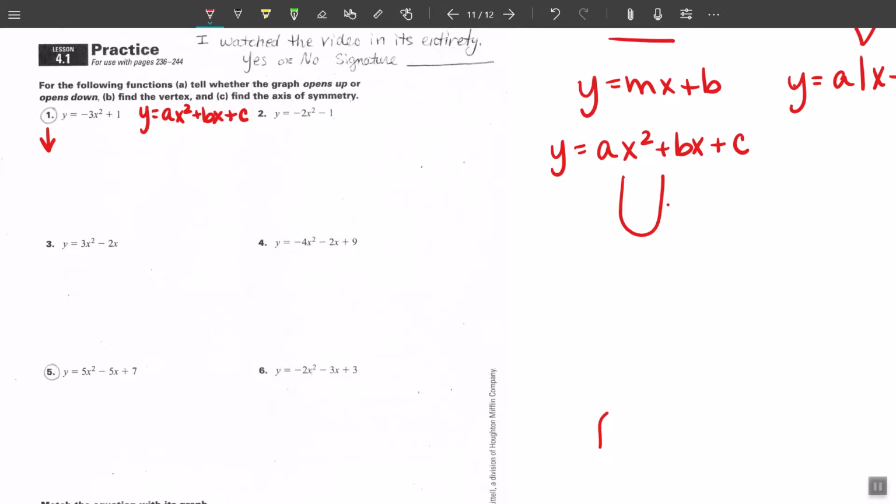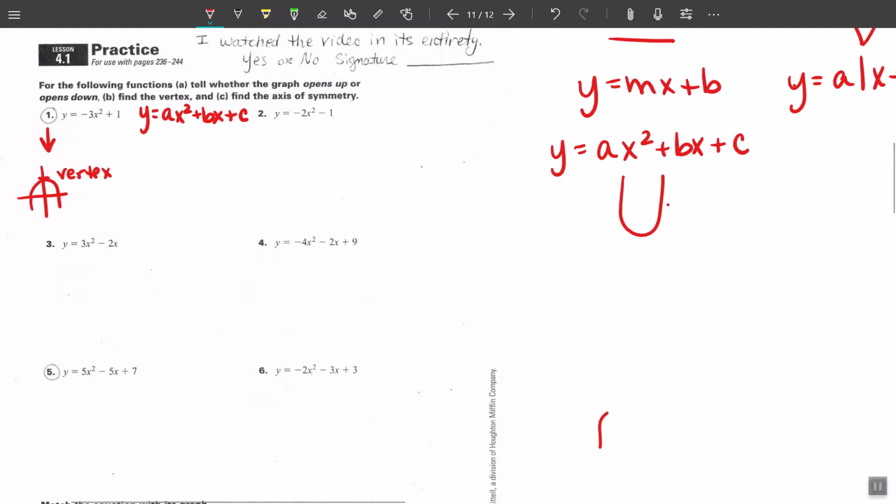Then they want us to find the vertex. So the vertex in this case is going to be a maximum point. If you think about it, if we have a graph and we have a parabola shape that's opening downward, then this point up here, where it hits the line up here at y, is going to be the highest point. So we call it a maximum.